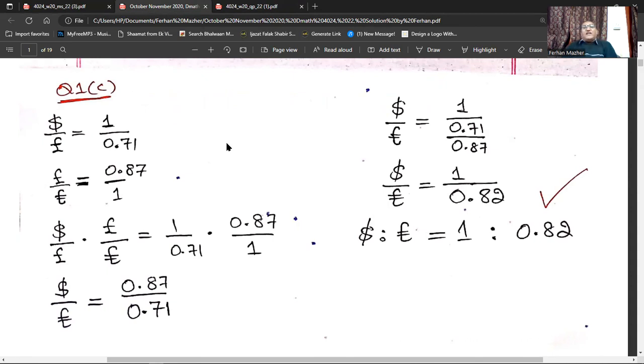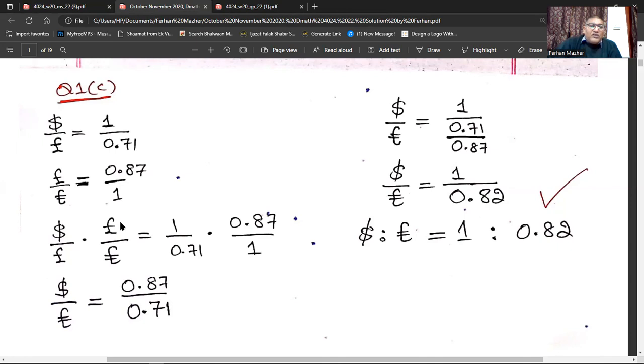I have written that in the form of a ratio, and I converted that ratio into a fraction. So dollar and pound, their fraction will be 1 by 0.71. It means that $1 is equal to 0.71 pounds. In the same way, pound and euro: the pound is 0.87 and euro is 1, so it will be 0.87 by 1. I will multiply these two equations. The left side will multiply with the left side. The right side will multiply with the right side.